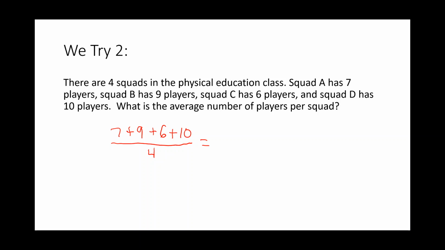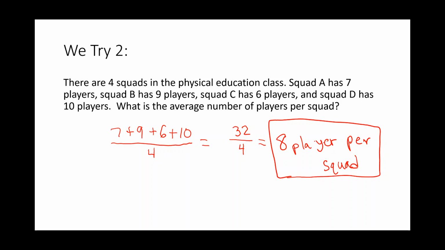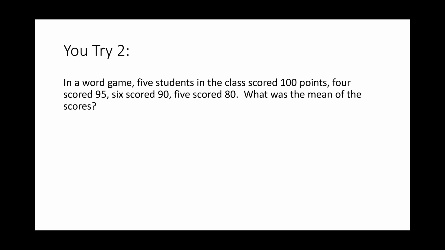So if I do the math really quick in my head, I should have 32 players, and I'm going to put them into 4 equal groups. 32 divided by 4 is 8. So there'll be 8 players per group or squad. Looks like the problem said squad, so I'm going to put it in squad. 8 players per squad will be in each group if I were to reorganize them into equal groups. Go ahead and try this one out on your own. I'll see you in a second.